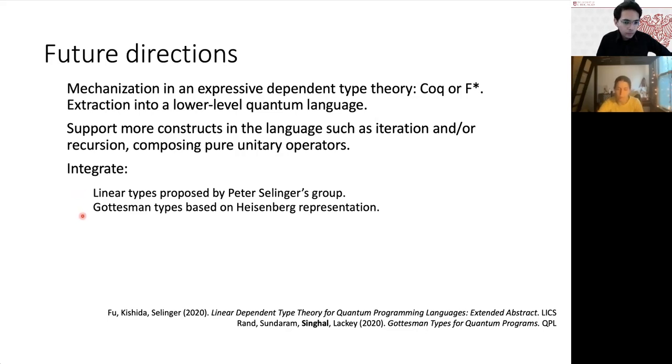cloned or not. And similarly, we have joint work with Robert Rand, Aarti Sundaram, and Brad Lackey on using Gottesman types based on the Heisenberg representation, where you can specify types which say something like a certain state is in a certain stabilizer, or it is stabilized by a certain stabilizer. So we have types like Z and X, which are for computational basis state and the Hadamard basis state respectively. And there are more interesting ideas there.